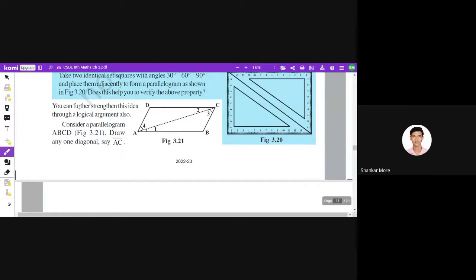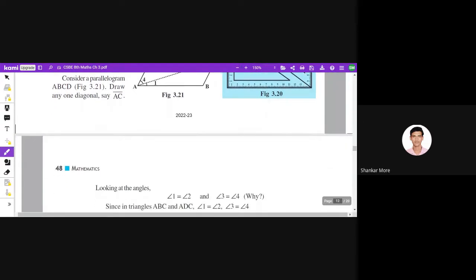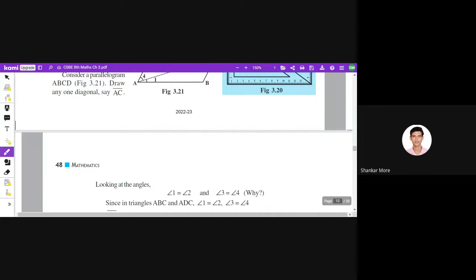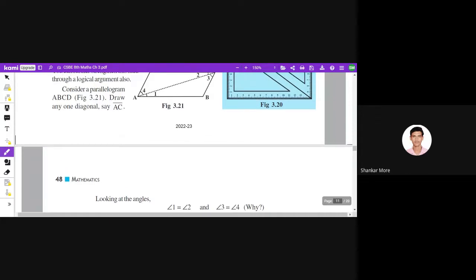Now consider a parallelogram ABCD. So this is ABCD parallelogram, and what we are doing here is draw any one diagonal, say AC. Now यहाँ पे इन्होंने AC नाम का diagonal draw किया है. Okay, so इसका हमें क्या अचीव होगा, लाइक ये यहाँ पे जो हमने डायगोनल ड्रॉ किया है. सो व्हाई वी आर ड्राइंग दिस डायगोनल?